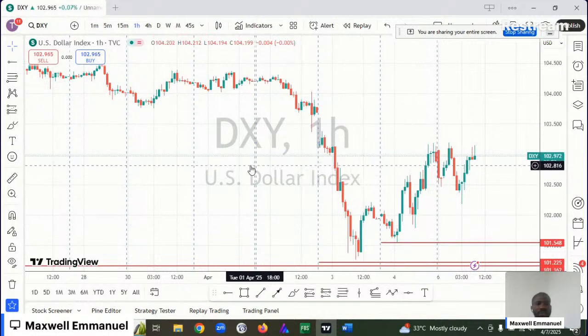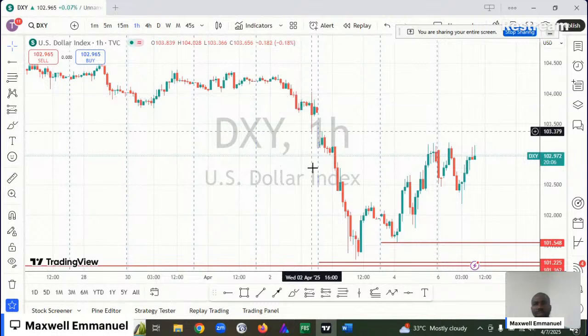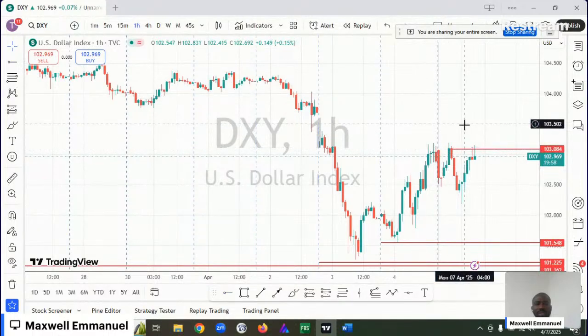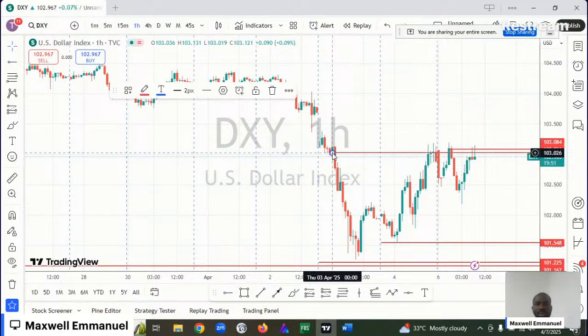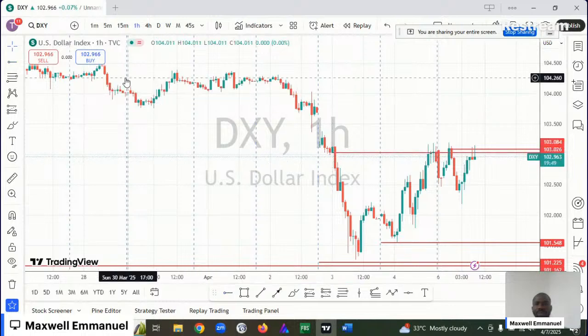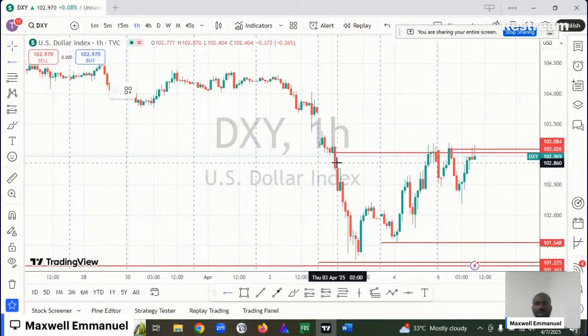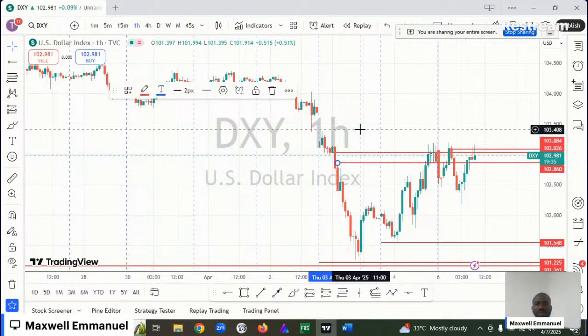It's the DXY sell. Price just tested this resistance area. There's a strong rejection, and you can see we had a fair value gap, which has been filled, and price just tested a resistance area. Can we say the DXY is set for sell?